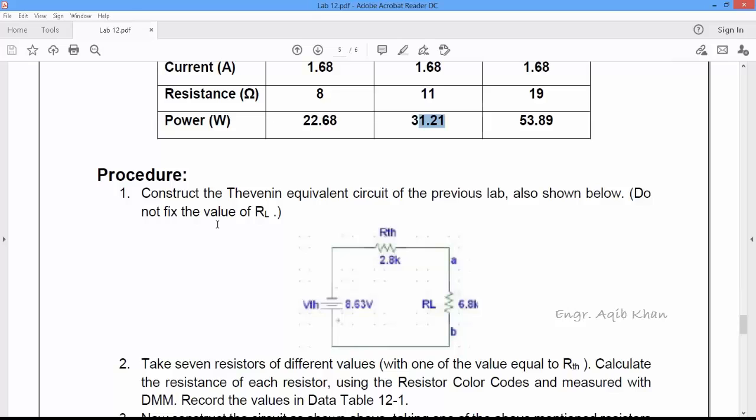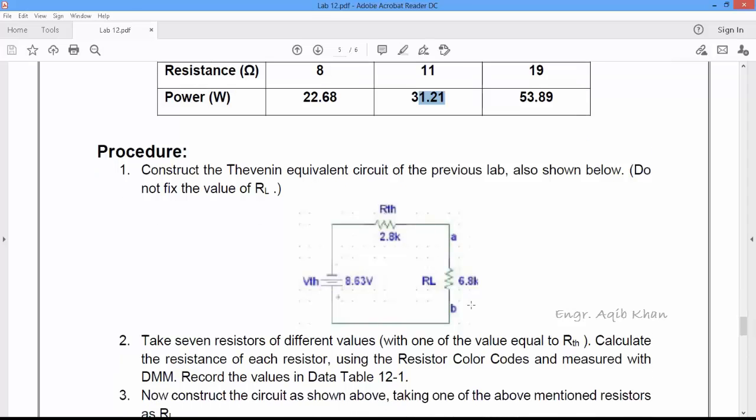Then procedure. First we construct the Thevenin circuit of the previous lab as shown below. V Thevenin is minus 8.63 volt, R Thevenin 2.8 kilo ohm, and RL is 6.8 kilo ohm. So in this lab we do not fix the value of RL. First we construct the circuit on Proteus and then on hardware.